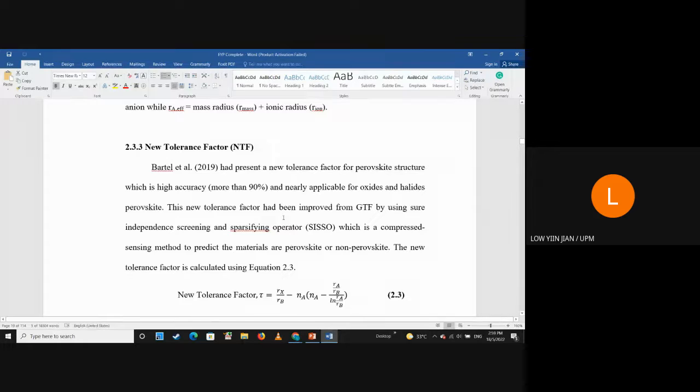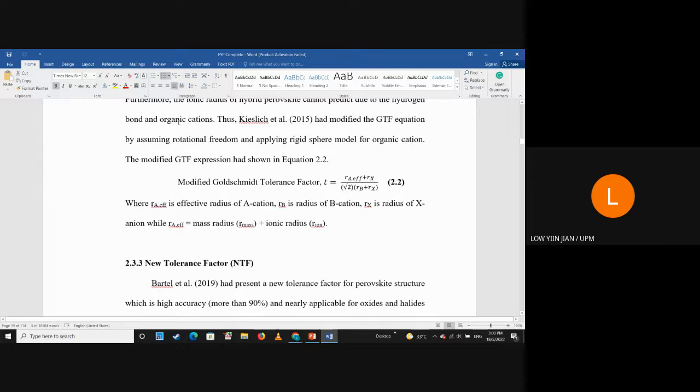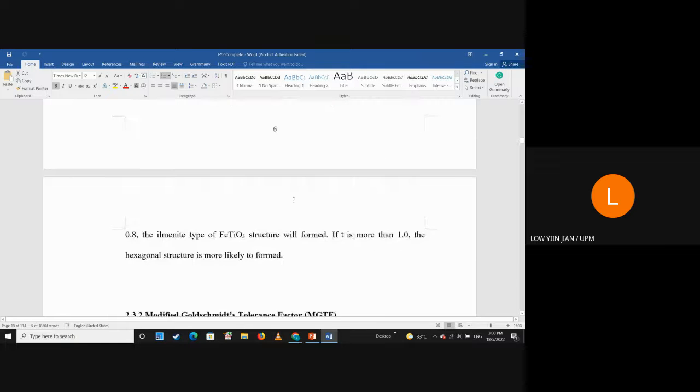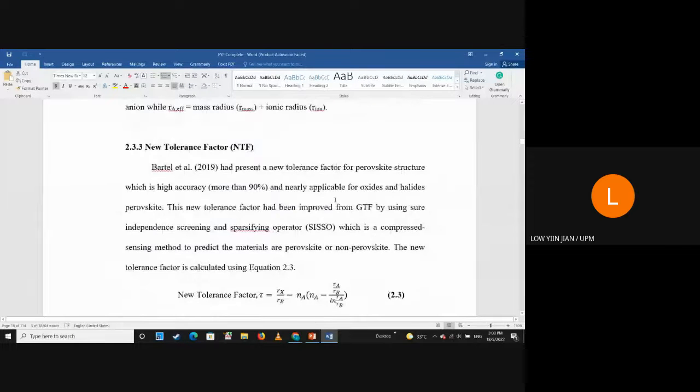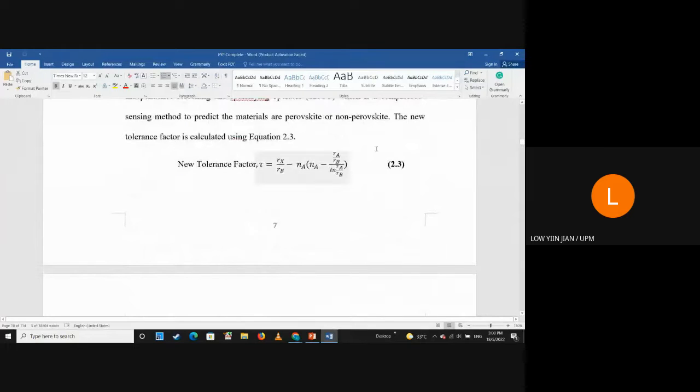If you include the organic, it becomes a different thing. With these factors, they have successfully boosted the accuracy of the equation in predicting whether the perovskite structure is formed or not, up to 80%. So this is my FYP work from before. But yeah, of course, I have done it on my project as well.